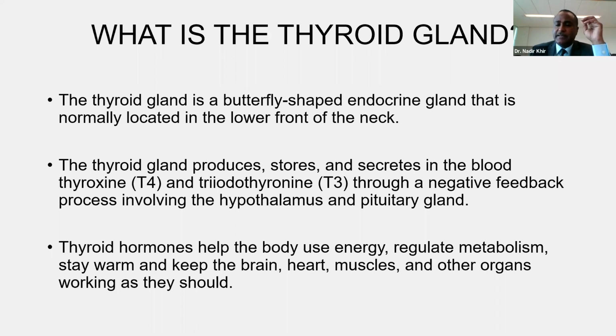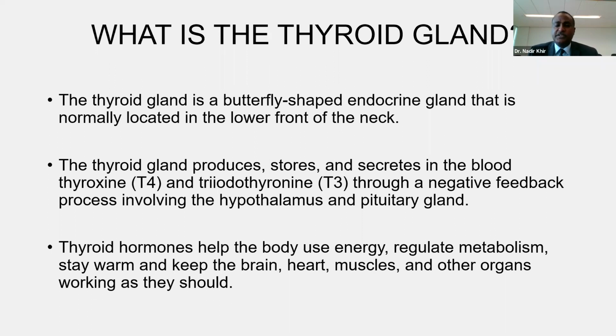And this is guided through a negative feedback process involving the hypothalamus and the pituitary gland. And why this is important, this negative feedback mechanism, we are going to cover it later again, but it's very important because this will tell you if the problem is in the thyroid, we call it primary thyroid disorder. If the problem is in the pituitary, we call it secondary thyroid disorder. And if the problem is in the hypothalamus, we call it tertiary thyroid disorder. And this classification applies to almost all endocrine glands. The adrenal glands also could have a primary, a secondary, and a tertiary disorder.